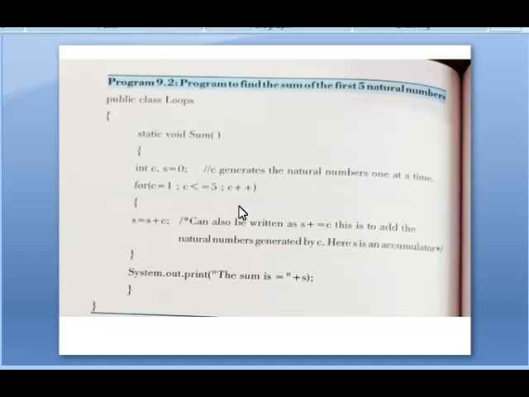So the second time, c value 2 less than or equal to 5. Yes, the condition is true, so s is equal to 1 plus 2, that is 3. Like this it will calculate till 5. So when the value of c becomes 6, it will terminate from the loop and print the value of sum here.